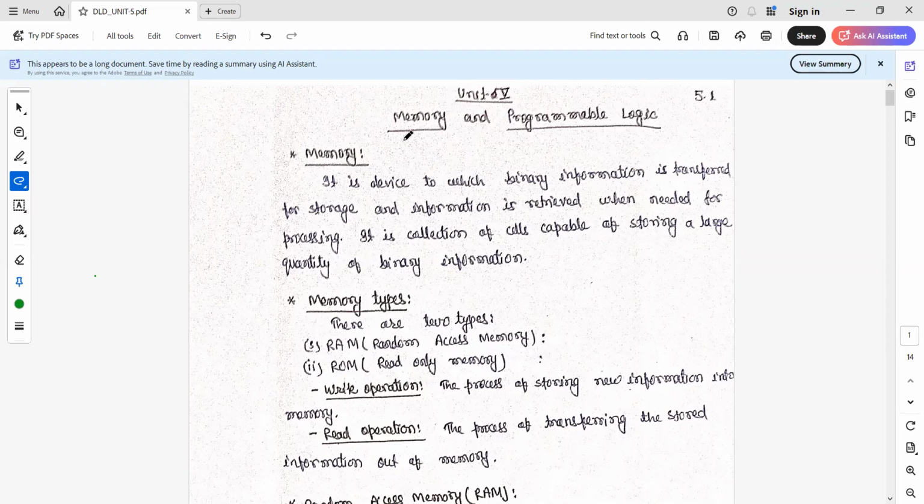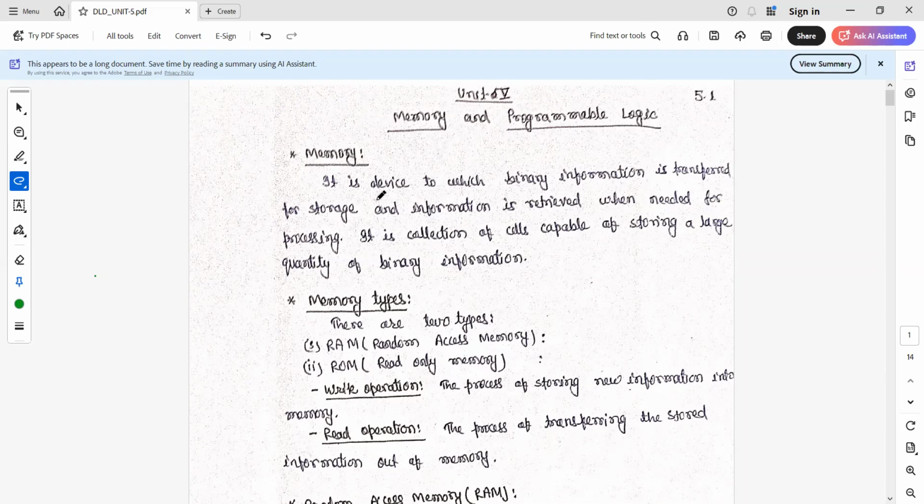Now we are going to discuss memory and programmable logic devices. Here we'll go a little fast so that we have a quick revision of this topic. So first, what is memory?